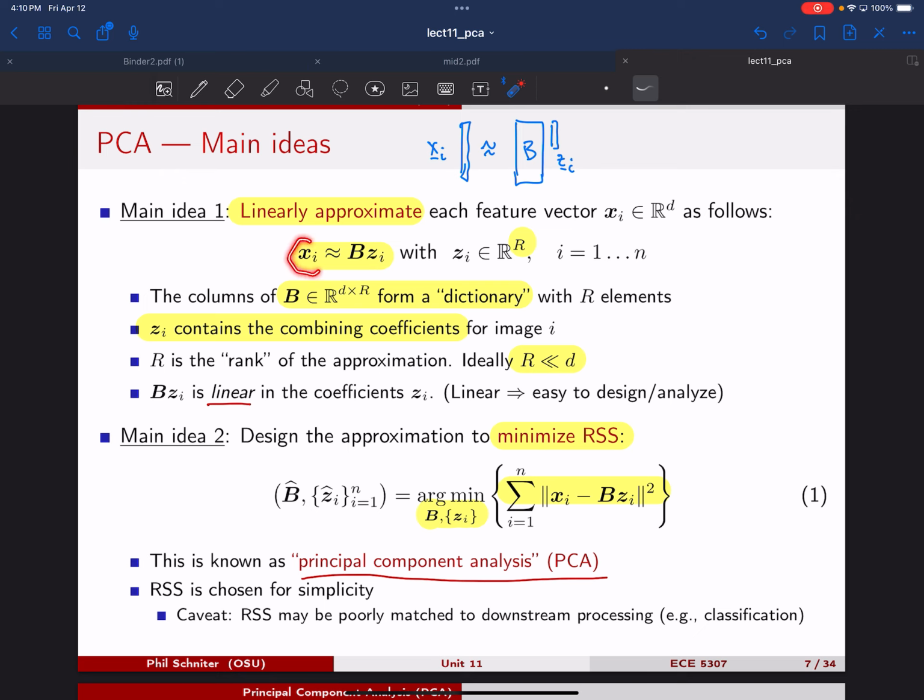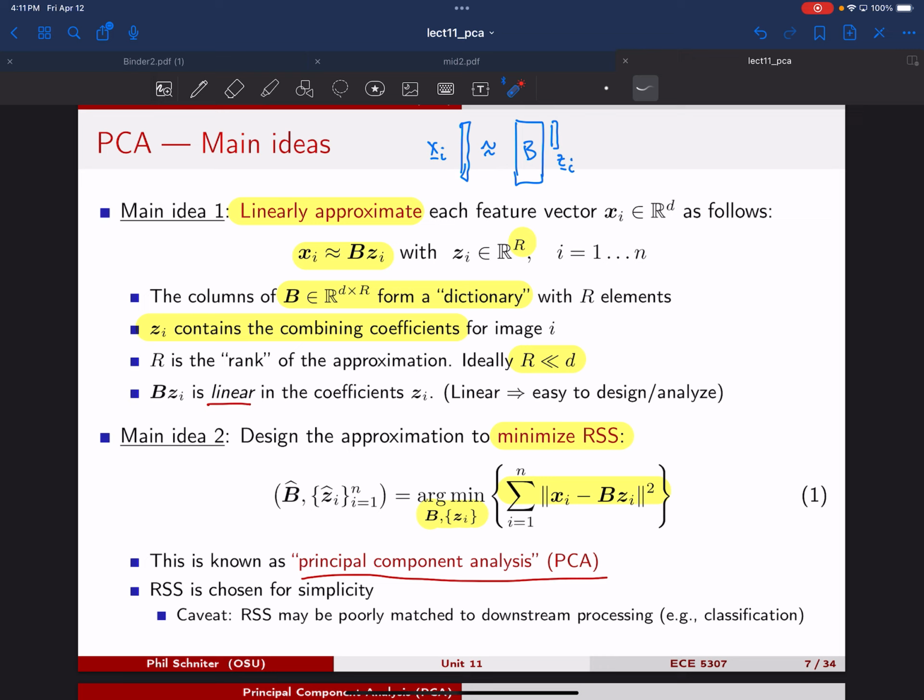So the original ones have d elements. These new ones have capital R elements. And the way you do that for PCA is linearly. So you build a dictionary of vectors that are scaled and combined by multiplication with zi, and that gives you your approximate xi. So the smaller that you make R, the shorter zi is, the fewer columns B has.